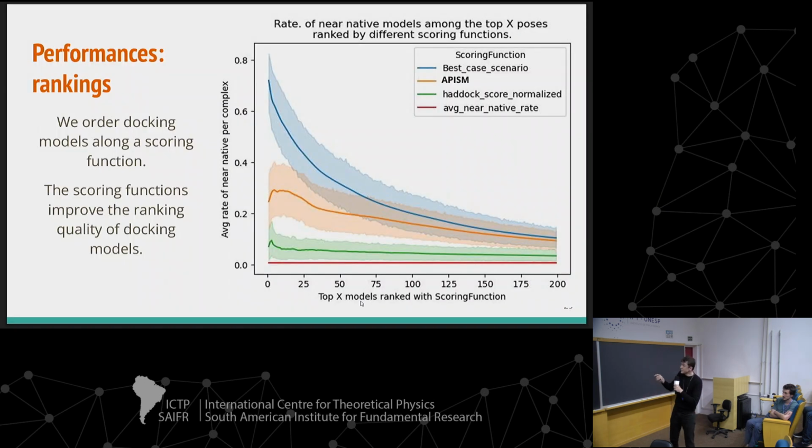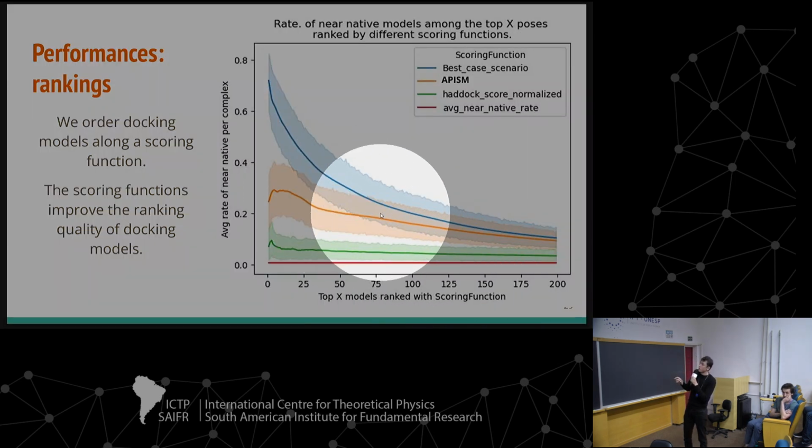These figures show that if you were to rank your pool of models by different scoring functions, what would be the rate of near-native models in the top X models? What you want is the highest rate, close to 1. In the top 1, you always want to select near-native states, and then it goes down. So you can see that we have the best case scenario. This is a hypothetical scoring function in blue. You cannot beat that. It's artificial.